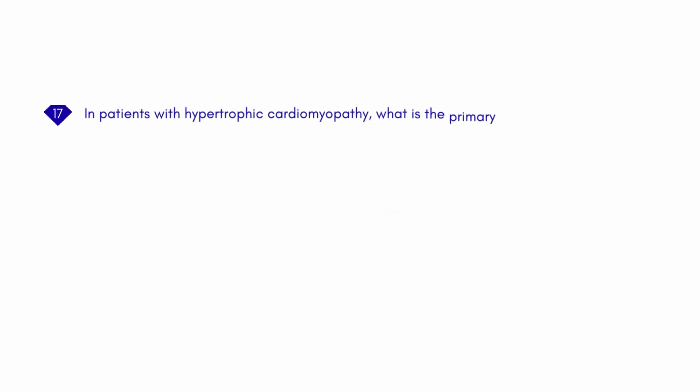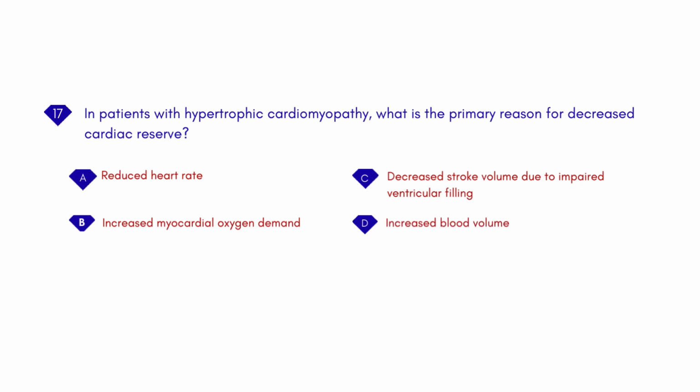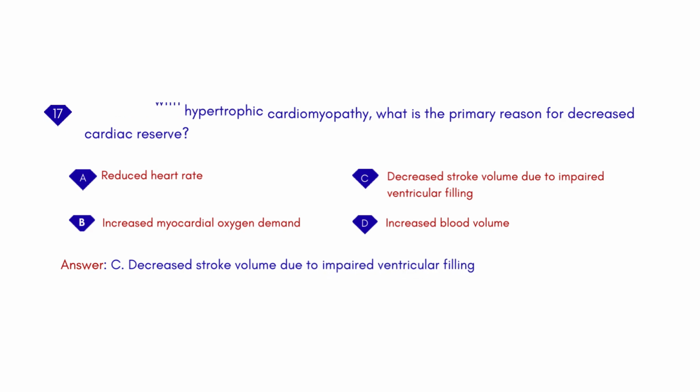In patients with hypertrophic cardiomyopathy, what is the primary reason for decreased cardiac reserve? A. Reduced heart rate. B. Increased myocardial oxygen demand. C. Decreased stroke volume due to impaired ventricular filling. D. Increased blood volume. Answer: C. Decreased stroke volume due to impaired ventricular filling.